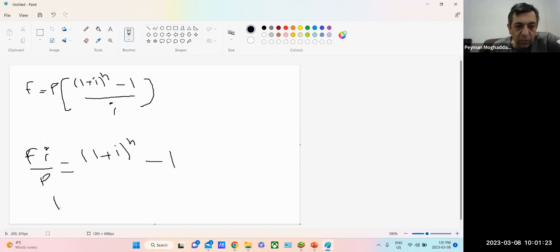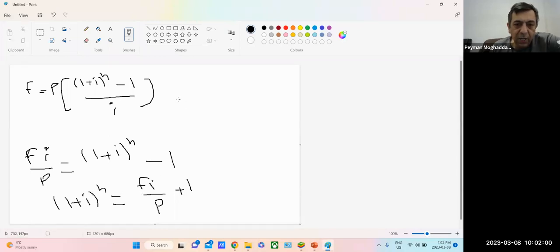So okay, it's going to be (1 + i) to the power of n is equal to FV divided by PMT plus 1. Now I take the natural logarithm of both sides, to get n out of the power and into the multiplier, instead of being in the exponent.